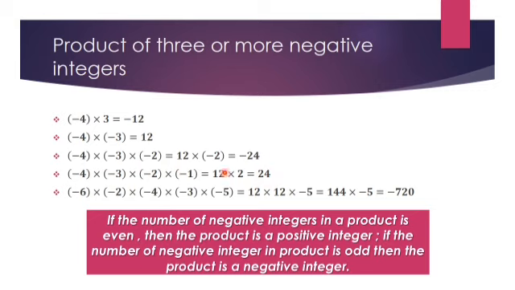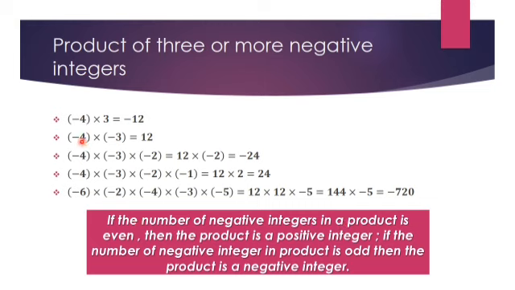It means if the number of negative integers is odd, the first one is 1, the third one is 3, and the last one is 5. In these three cases, we get negative answers. You can see that the first one is minus 12, the third one is minus 24, and the fifth one is minus 720. It means if the number of negative integers in a product is even.